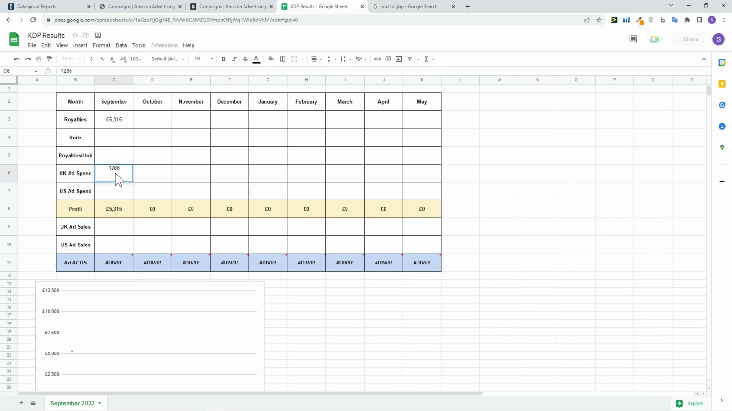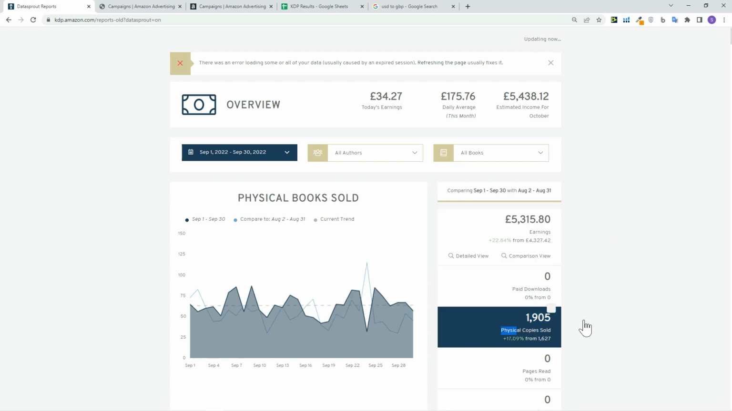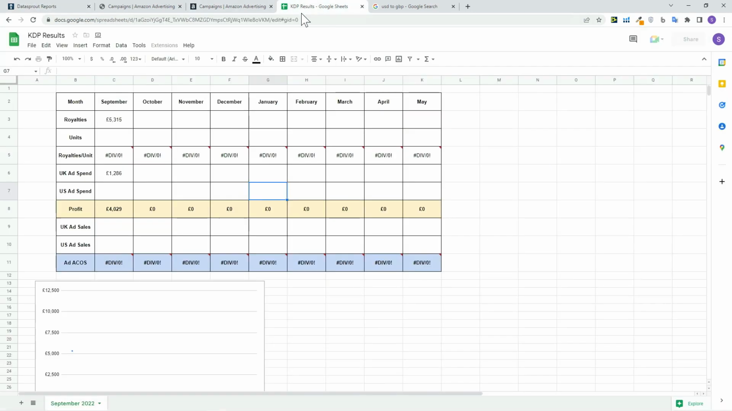I completely forgot to stick in the units here, so go back to Data Sprite. We can see from the £5,315 of royalties I received, they all came from 1,905 actual units sold. So if I just put 1,905 in here, you can see I made £2.79 in terms of royalties per unit, which is quite a good royalty. Some books are much higher than that, and some of them are obviously much lower, so that's quite a good average. I'm happy with that. So we've got our UK ad spend in there.